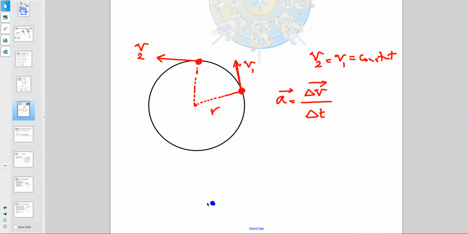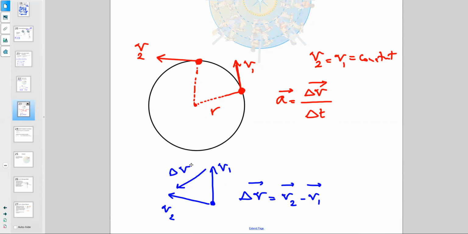Okay, so you have two vectors. One is v1, for example, right here. The other one is v2. And delta v, which is v2 minus v1, is not 0. That's your delta v. And it is not 0 because it has a direction. It needs some sort of direction. And then when you find this to be your centripetal acceleration, you found that it was v squared over r.